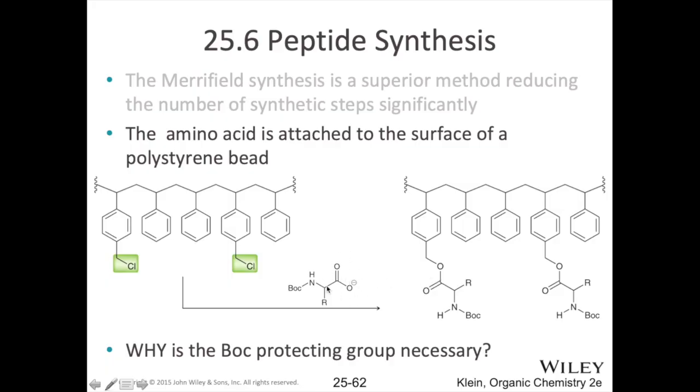Again, note that we do have to protect our N terminus here to avoid any side reactions between our amino acids. So we only have our C termini available, and the only thing available to react with them are these chlorines. So here we tack on our amino acids accordingly.